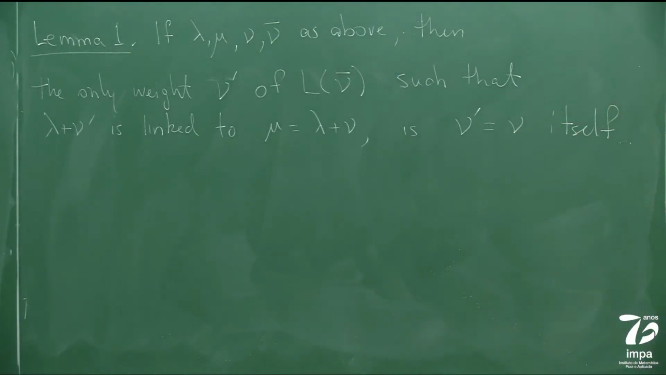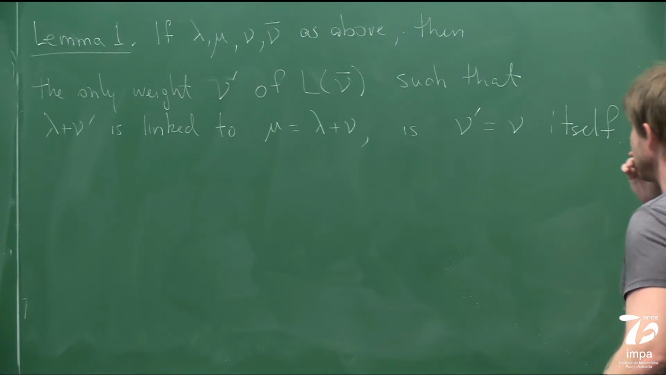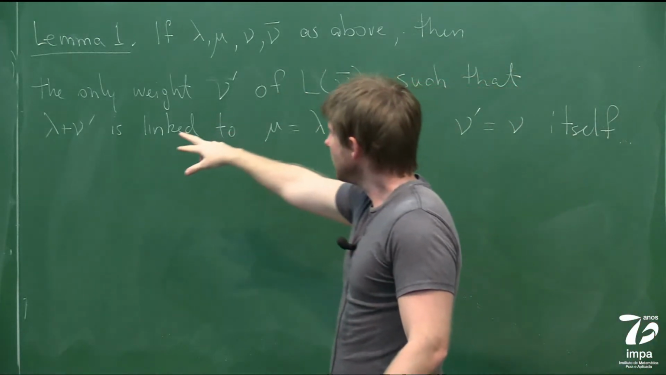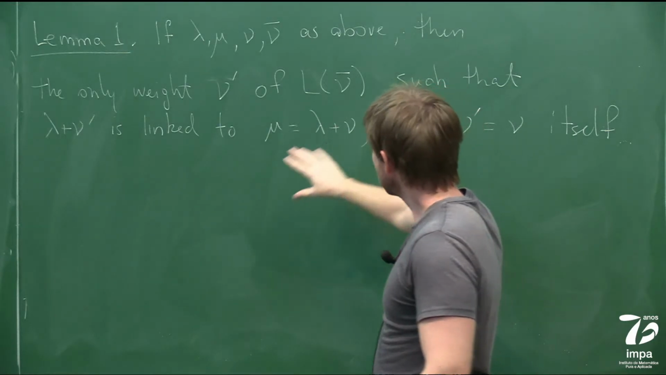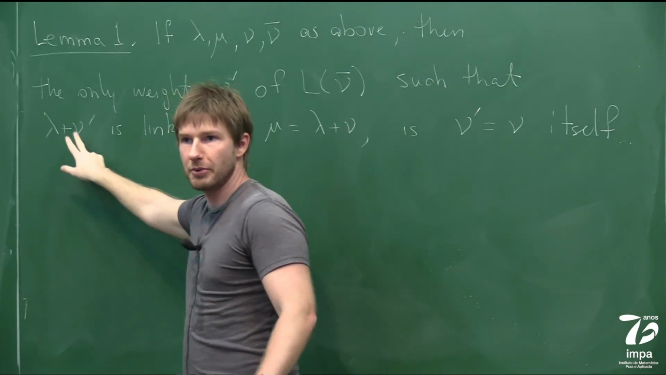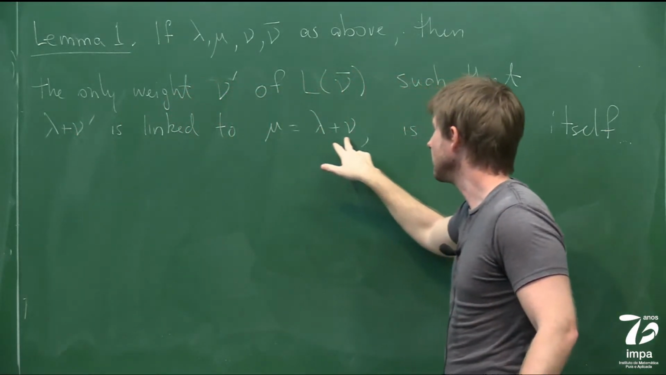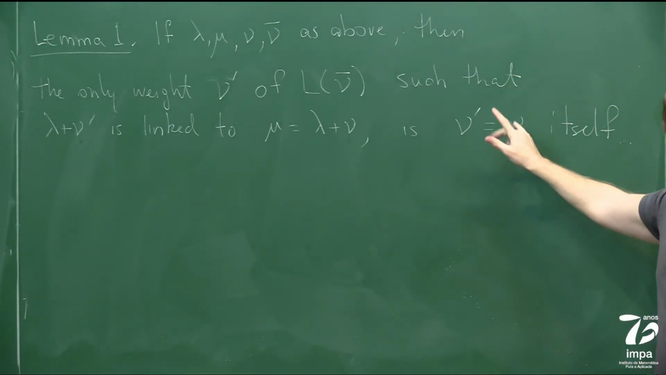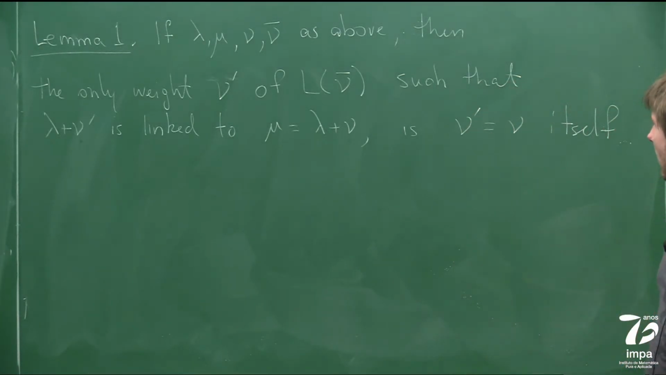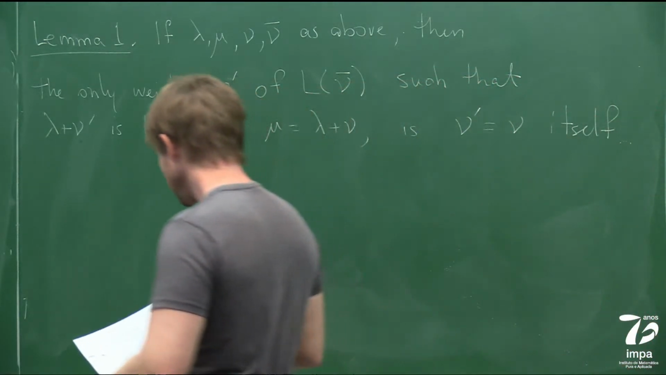Okay, so here we have this finite dimensional module, L nu bar. It consists of some finite collection of weight spaces. And if we look at the weights such that those weight spaces are non-trivial, nu prime is one of those, then we consider whether lambda plus nu prime is linked to lambda plus nu. This turns out to be the case if and only if nu prime is nu itself.